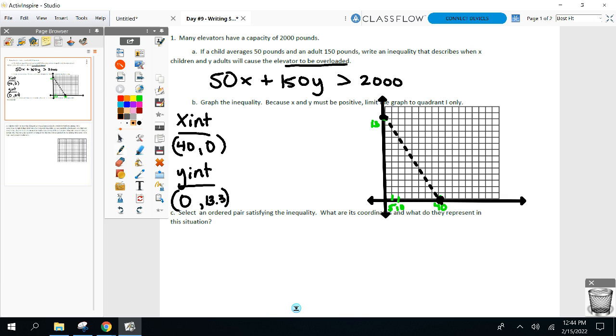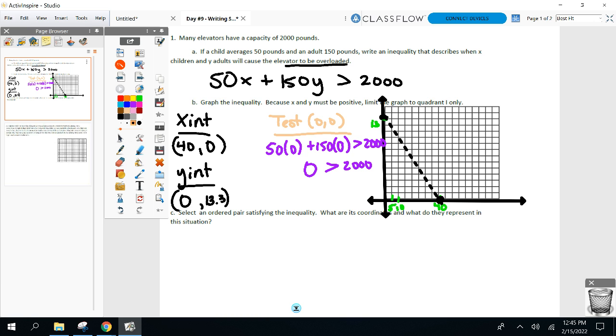Shading. Okay. Does this line go through 0, 0? No, so we can test it. All right, see if you can figure out if it's true or false on your own. True or false? Okay, not going to say anything.